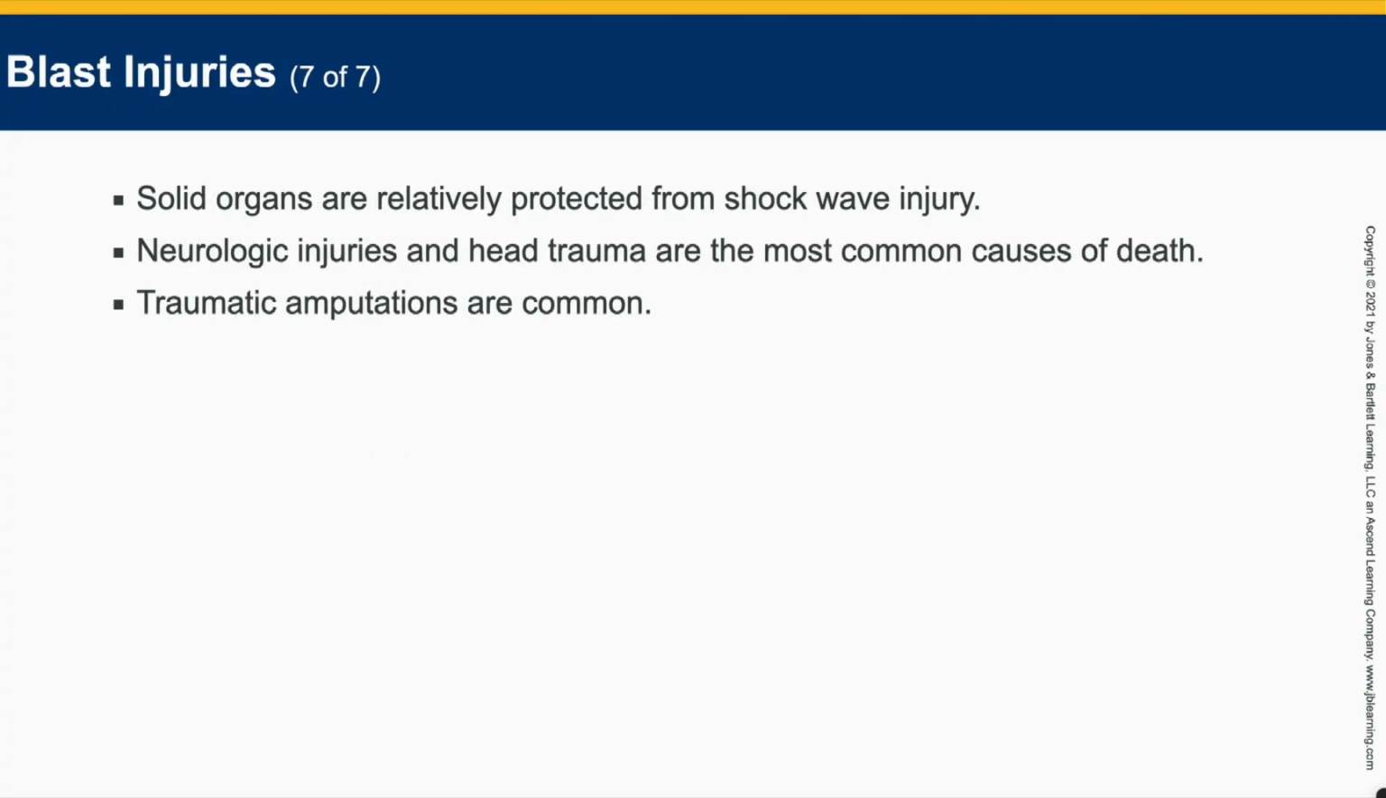Not all organs are affected the same way. Solid organs like the liver and spleen are actually a bit more protected from the pressure wave itself compared to those air-filled structures we talked about. But despite that, the most common causes of death in blast injuries are actually neuro and head trauma. But unfortunately, due to the amount of force involved, traumatic amputations are also common, especially in a high energy.